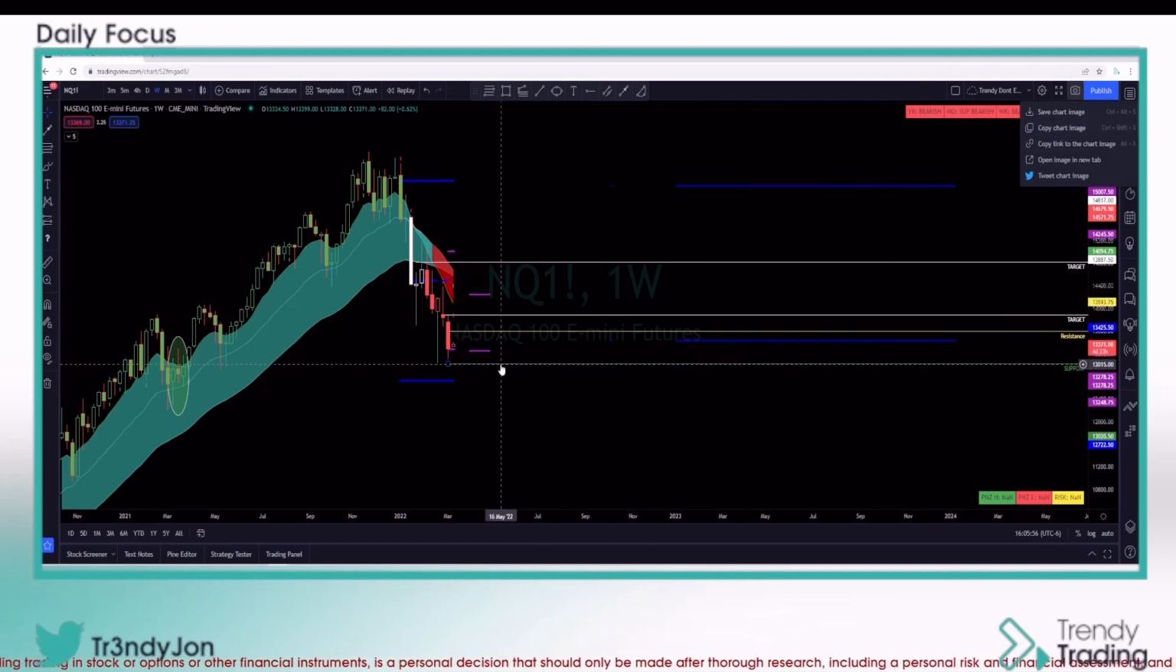So really, look how wide these are. So basically I'm just neutral in there. I don't really want to do anything unless you're on a smaller time frame.